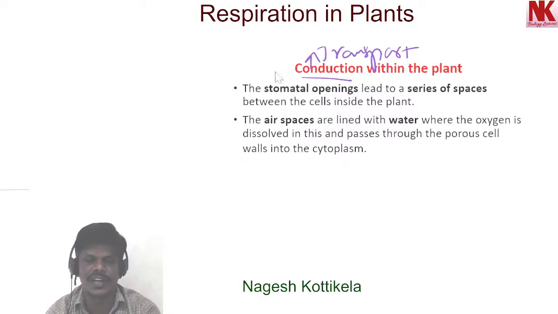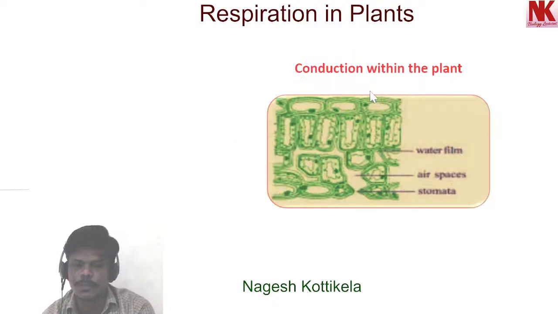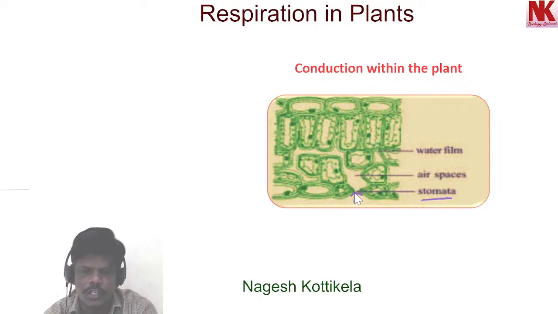Let's discuss. The stomatal openings lead to a series of spaces between the cells inside the plant. If you look here in this picture, this is the stomatal opening. This pore is called the stomatal pore. Through this stomatal pore, the gases will enter. Let's suppose here air is entering like this.